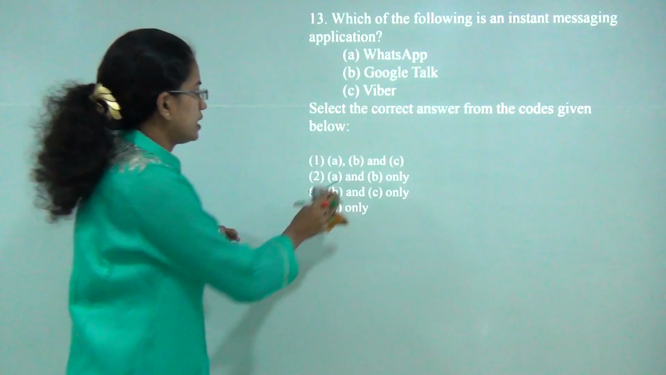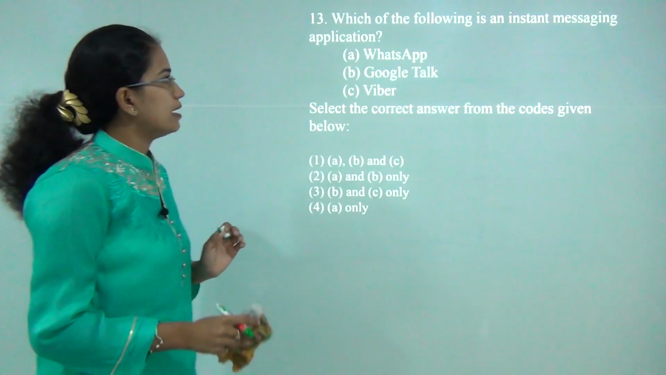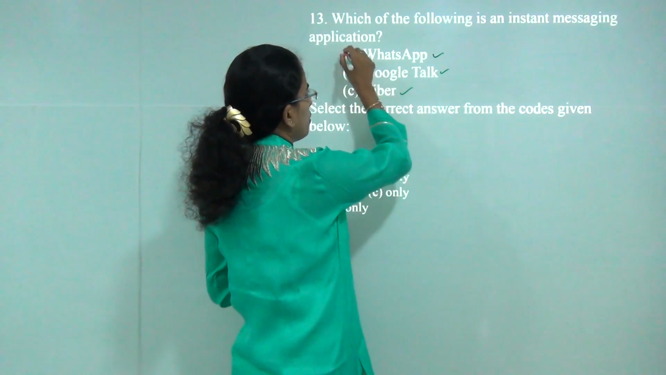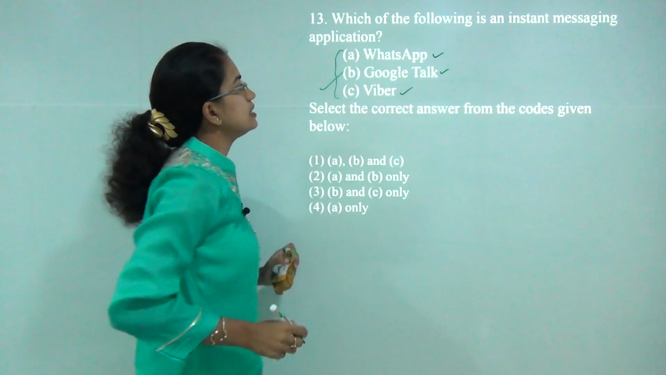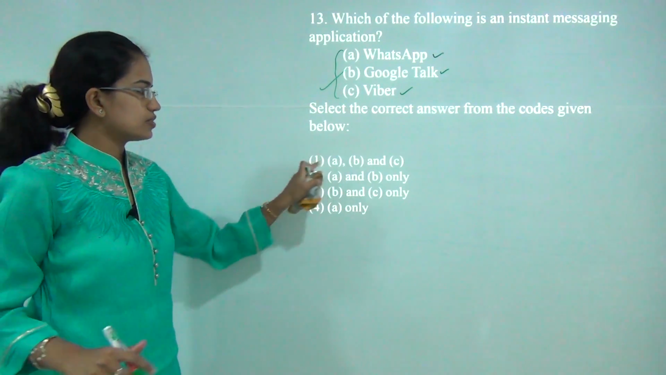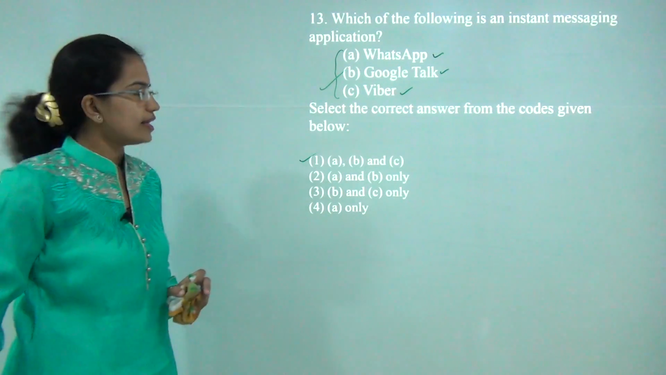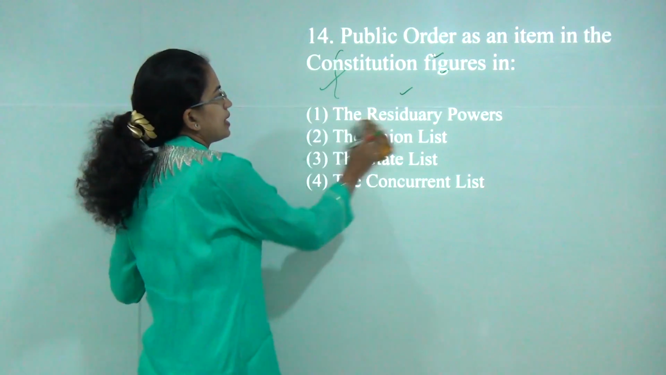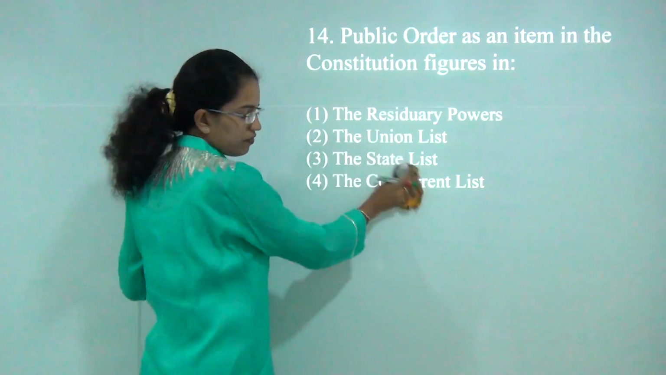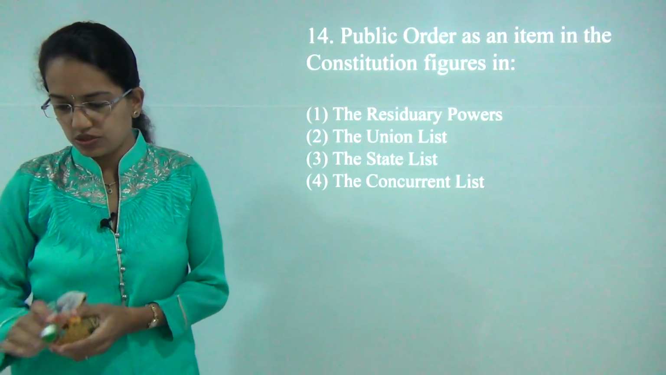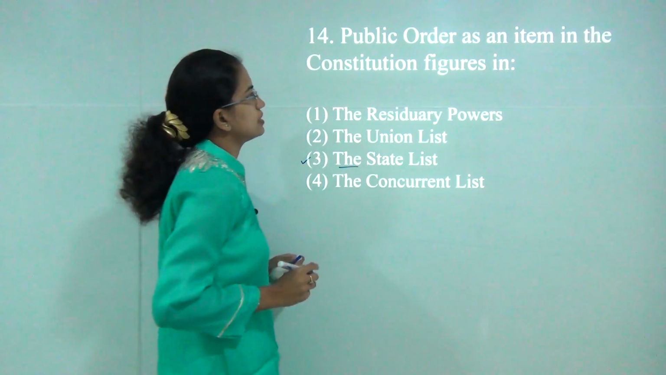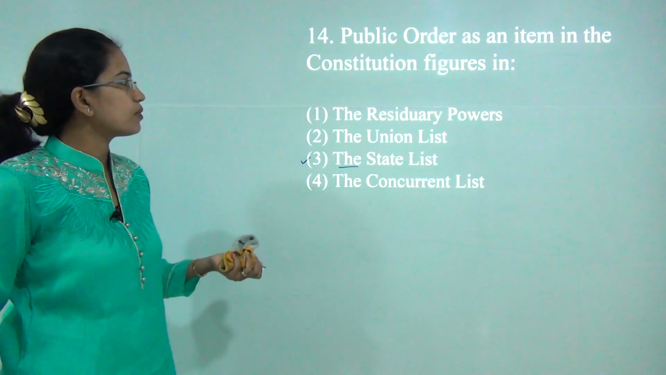Which of the following is an instant messaging application? WhatsApp, Google Talk and Viber, all of these three are considered instant messaging applications. So all the three would be correct. So the correct answer here would be 1. Next, public order is an item that is considered a part of the state list. So the correct answer here would be 3, that is state list. That's again a direct question based on political science.